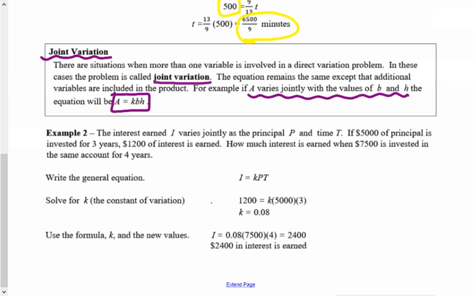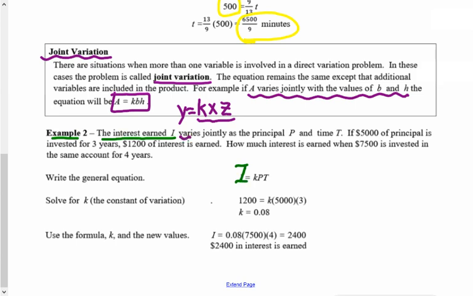So instead of just having y equals kx like we did for direct, there might be another variable that's thrown on the end there, and all of these things on the right side are still multiplied. So they're both still directly proportional. All right, let's look at an example of this. In example 2, it says, the interest earned I. So if we were writing an equation, I would start with an I.